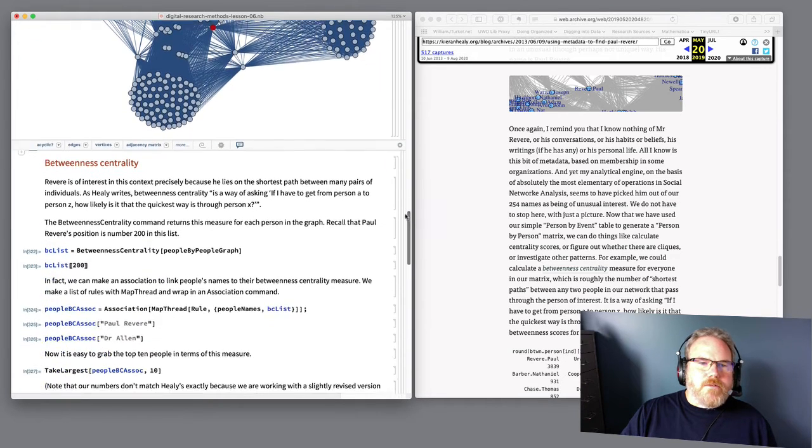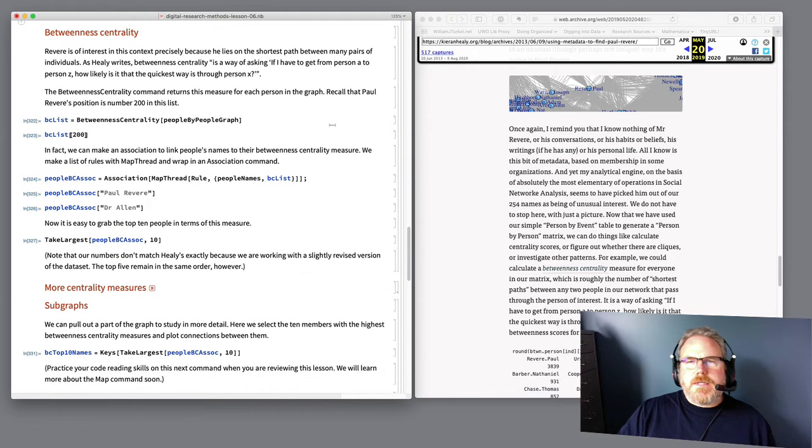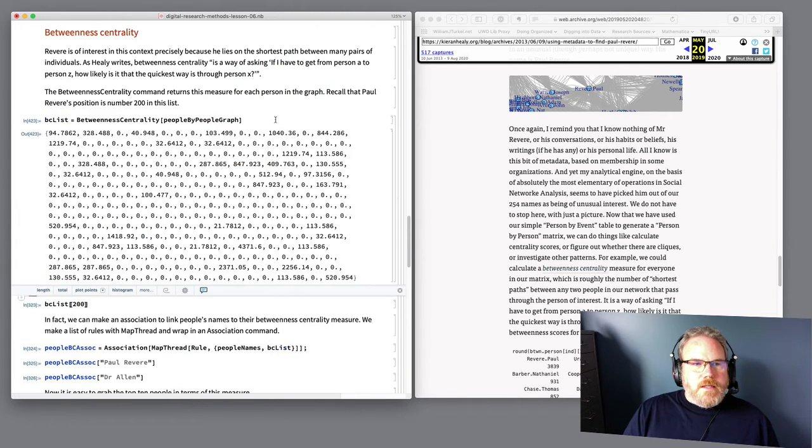Paul Revere is of interest in this context precisely because he lies on the shortest path between many pairs of individuals. Healy says there's a measure of this called betweenness centrality, and it's a way of asking, quote, if I have to get from person A to person Z, how likely is it that the quickest way is through person X? Person X in this case is Paul Revere, and for many potential connections between people, Paul Revere lies between them. We can use the betweenness centrality command to calculate betweenness centrality of each of the people in the graph.